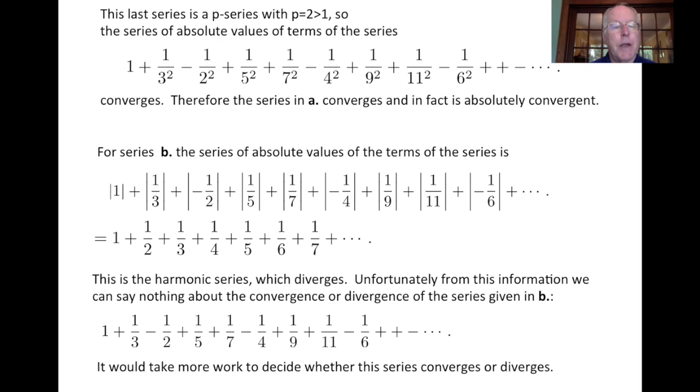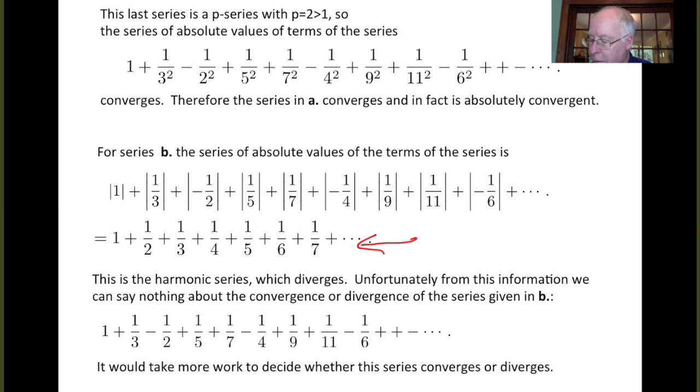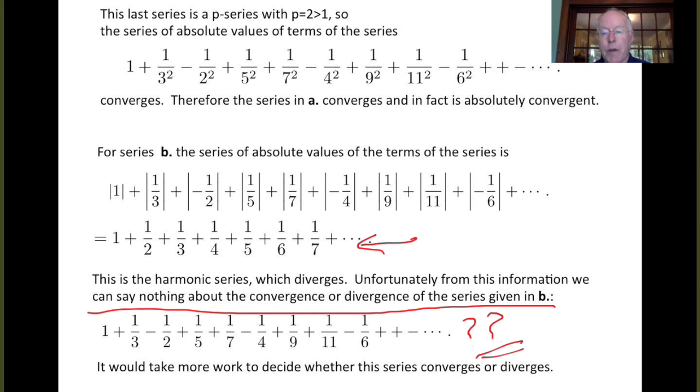Okay. In part B, very similar, we take the absolute values, and once we do that, we see the harmonic series emerging. We know this series diverges. And unfortunately, if this series of absolute values diverges, then we can say nothing about the convergence or divergence of the original series. So as far as the behavior of this one, this is still up in the air. We could determine that this one converged in part A, because the series of absolute values converged, but there's nothing more we can do about the one in part B.